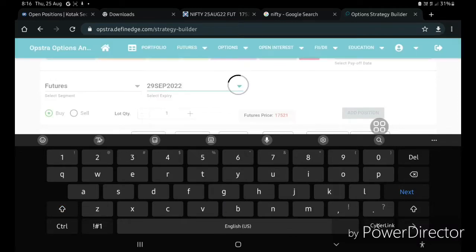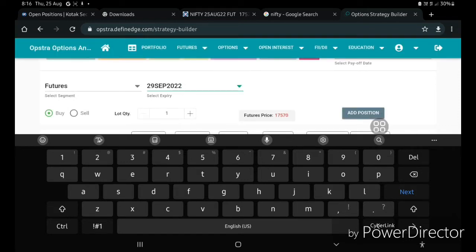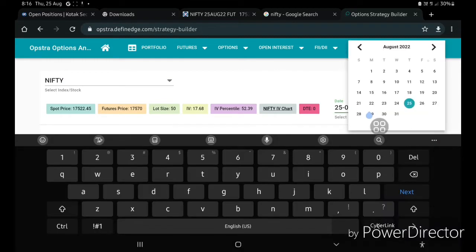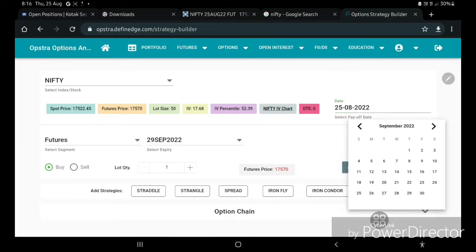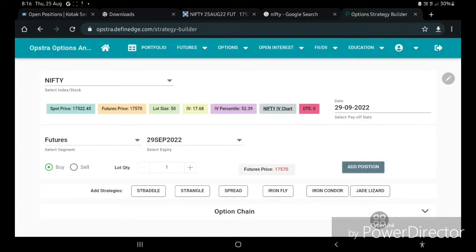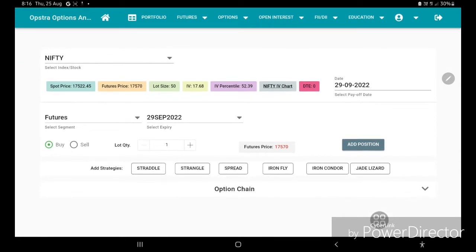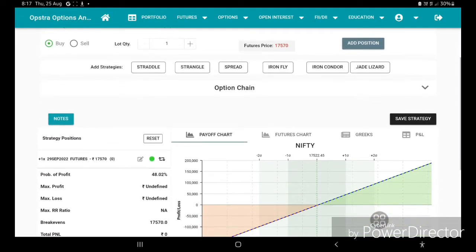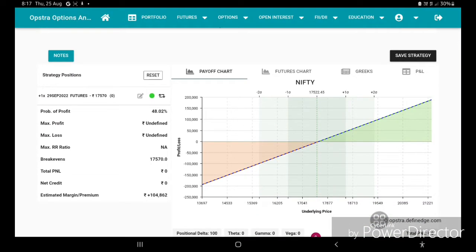So friends, please do verify again when you click before adding the positions. And the payoff date is going to be September 29th, because futures also have expiry, and on that day you have to roll over the futures. So add position, it is getting added. So one position we already had.